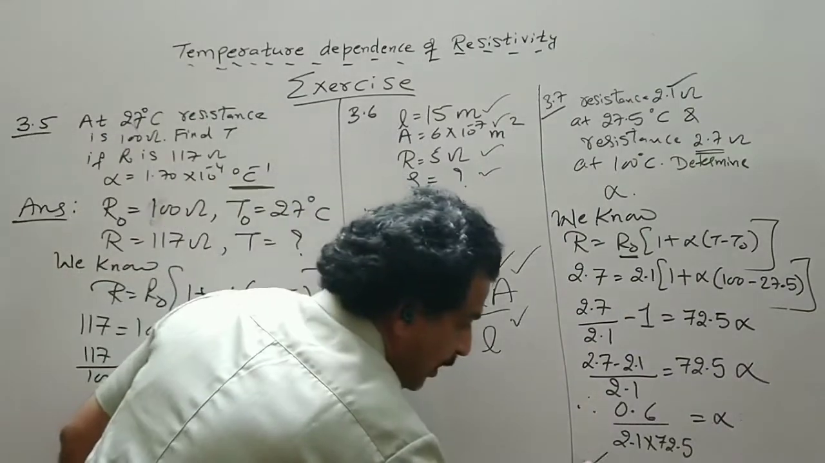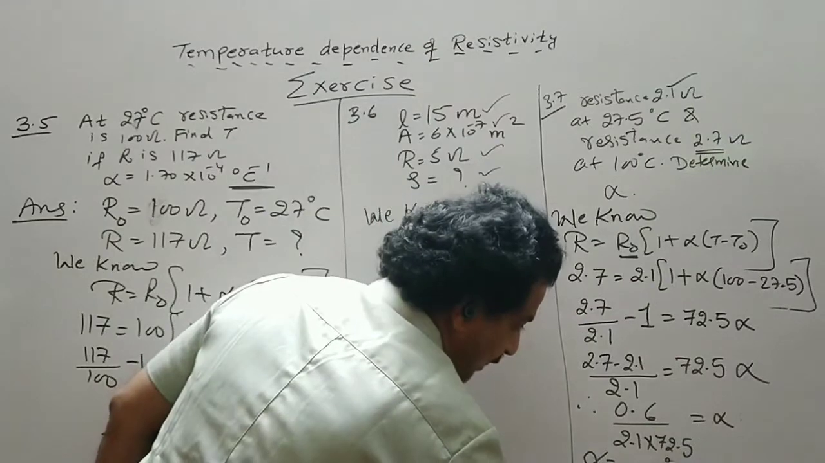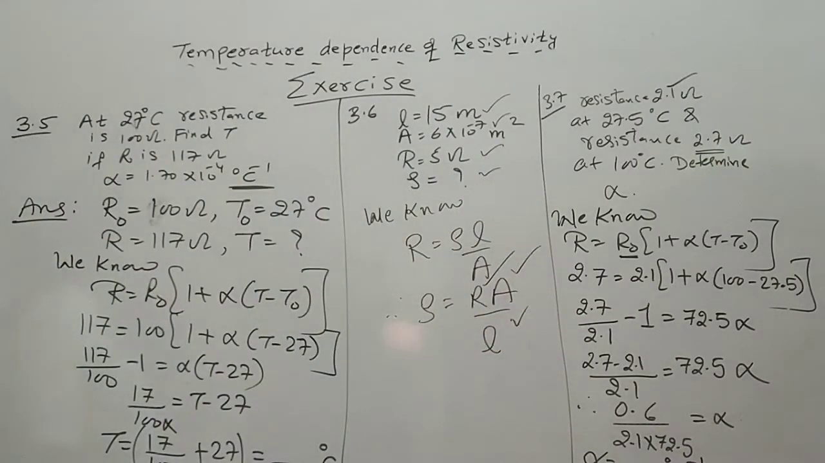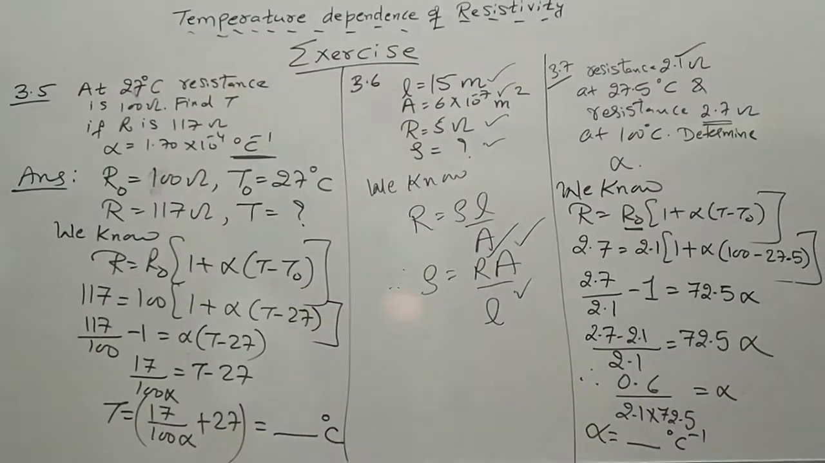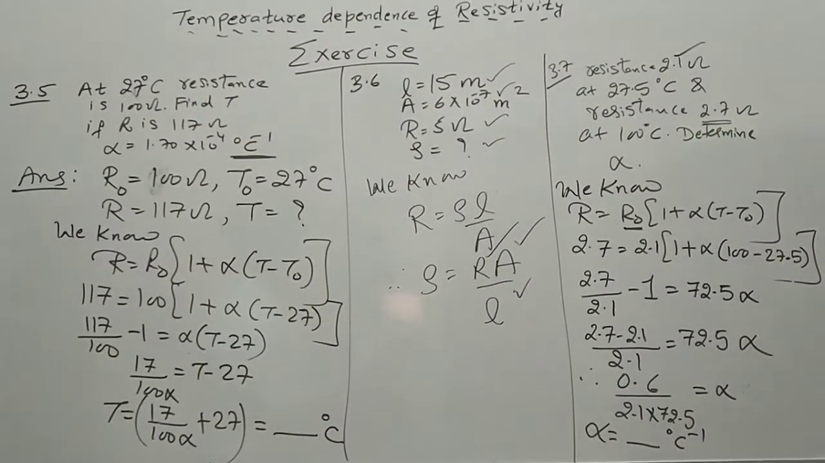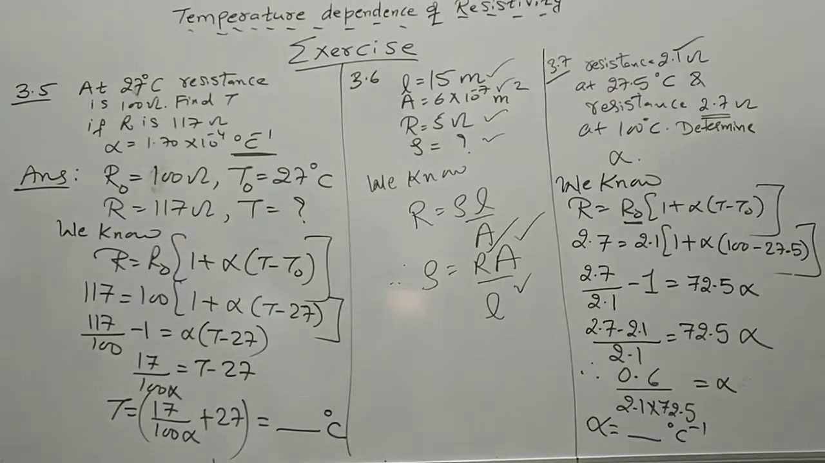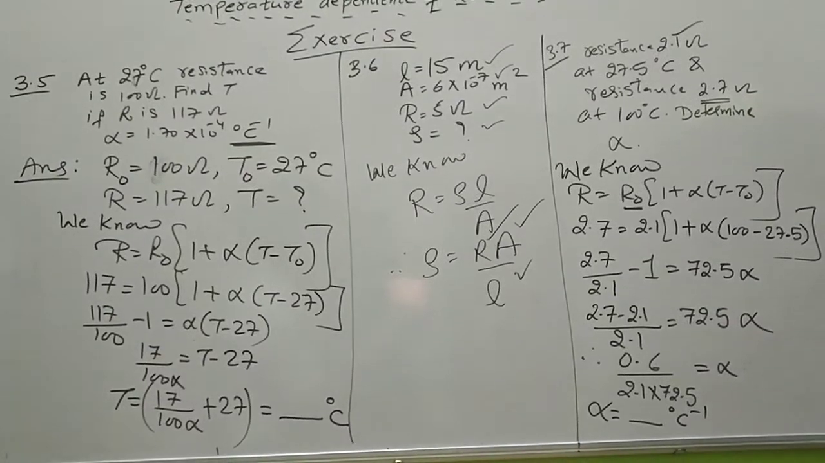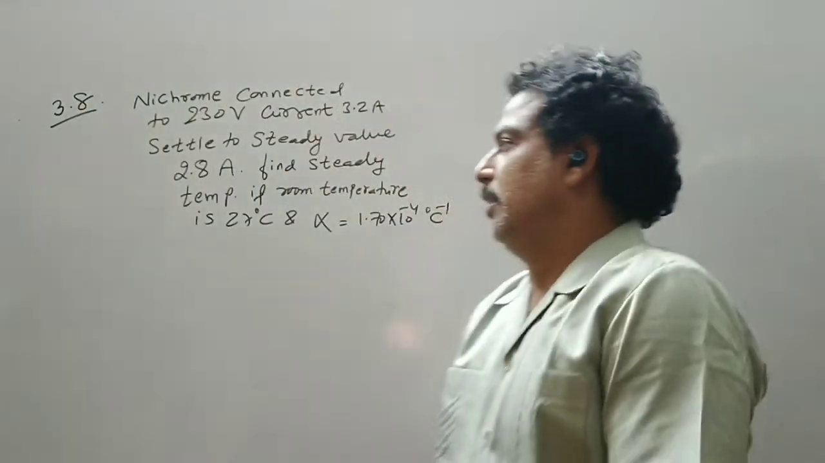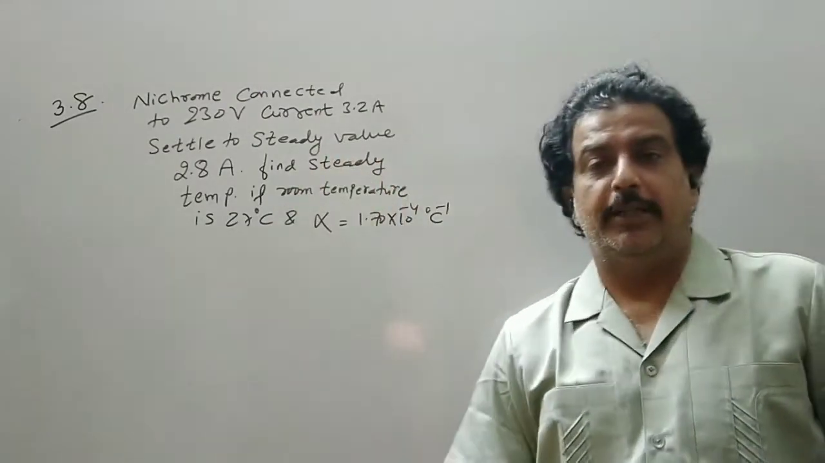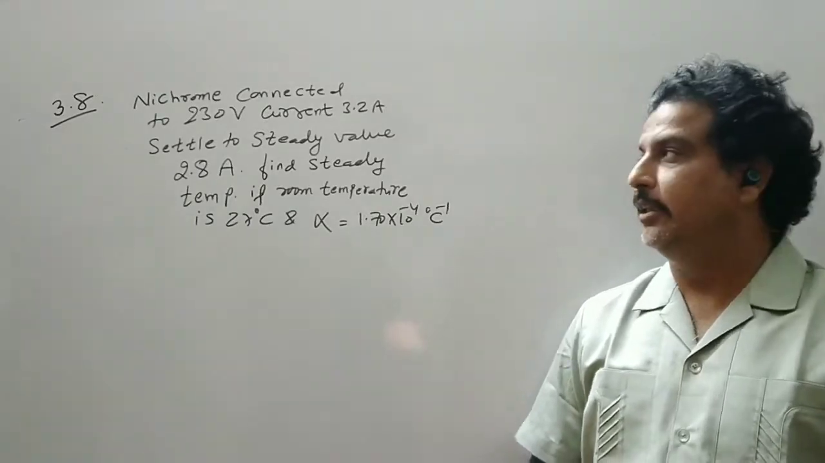And you have to remember this alpha, because we have taken this in centigrade, it should be centigrade inverse. So don't forget to write the unit, whether it is Kelvin inverse or centigrade inverse. So this is a simple example 3.7. Now see exercise question number 8. It is similar to example 3.3.